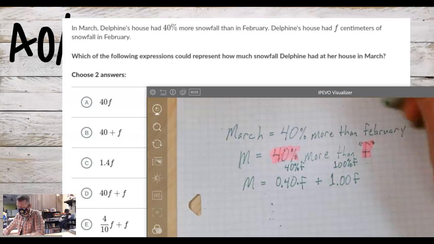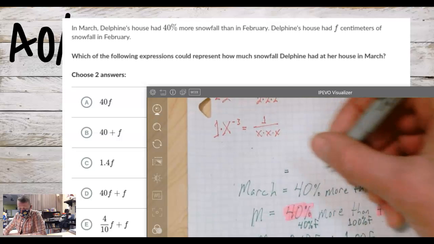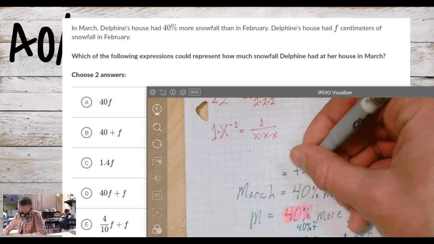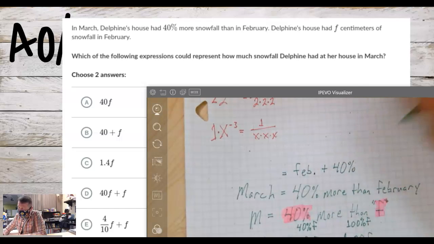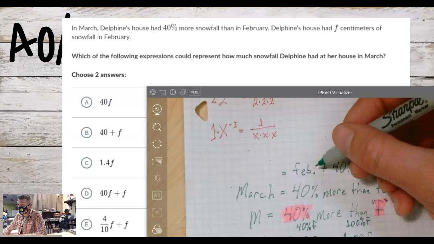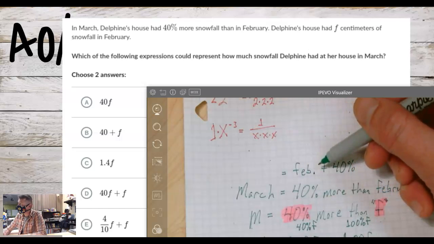Now, another way that we could do this is, if we flip around this writing, March is February plus 40%.